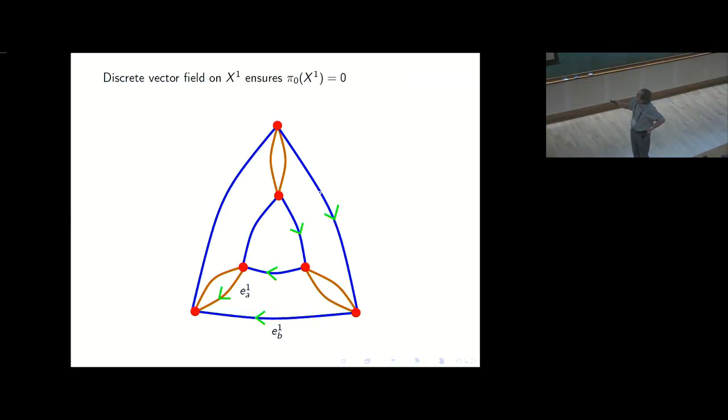Well, the thing about this is that most of the 0 cells are involved as the source of an arrow. In fact, there's only one 0 cell which isn't labeled as the source of an arrow. So that space is homotopy equivalent to a space with one 0 cell. Well, it must be connected, path connected.